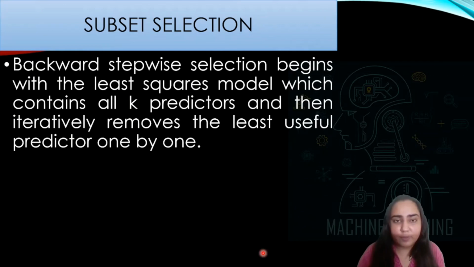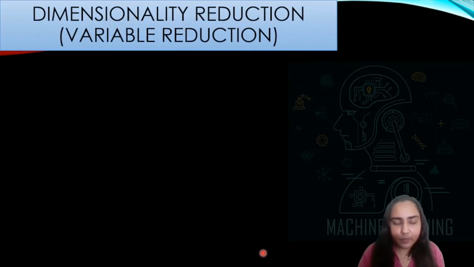We also have a backward stepwise selection, where it begins with the least squares model, with all the predictors initially. And then it iteratively removes these predictors one by one in every iteration, by picking the least useful predictor one by one. So that is your backward selection.